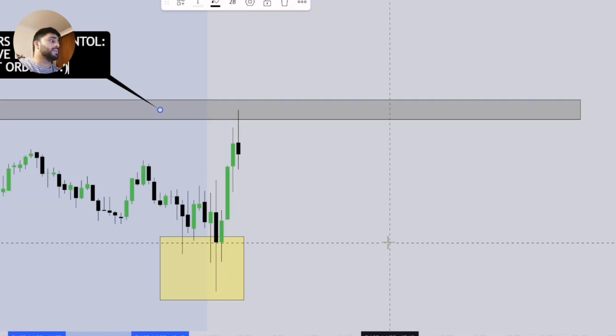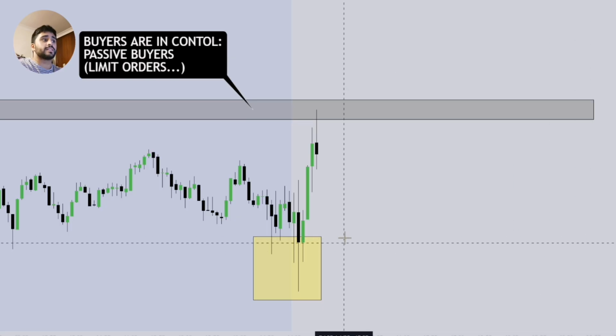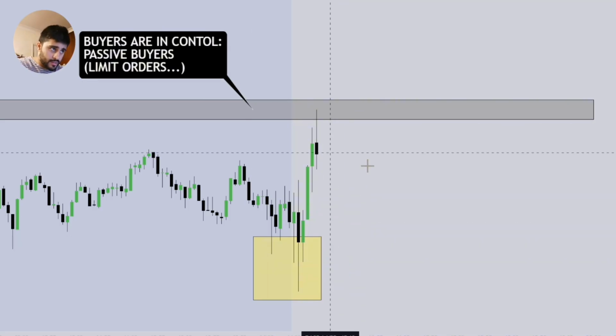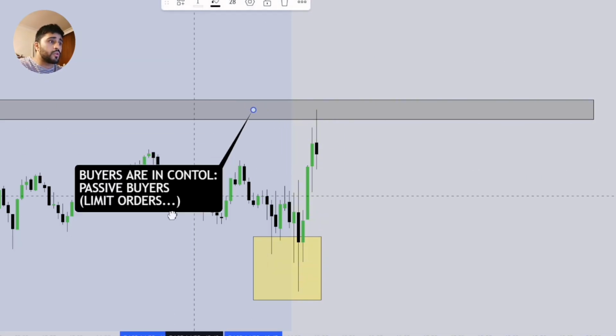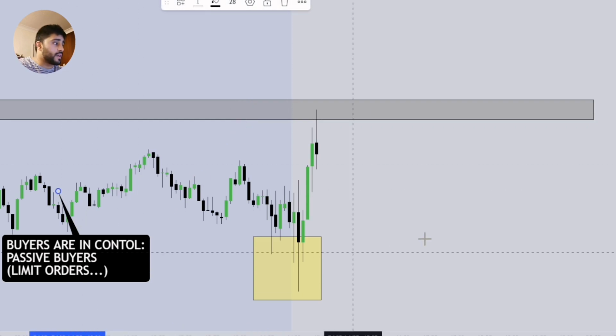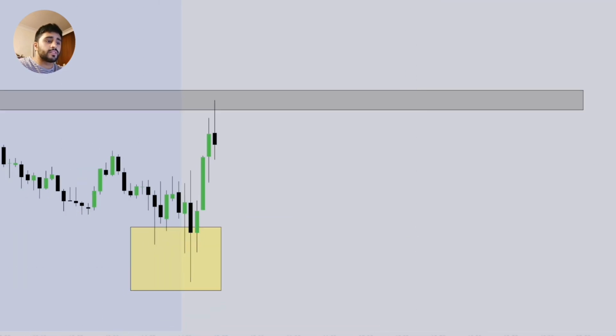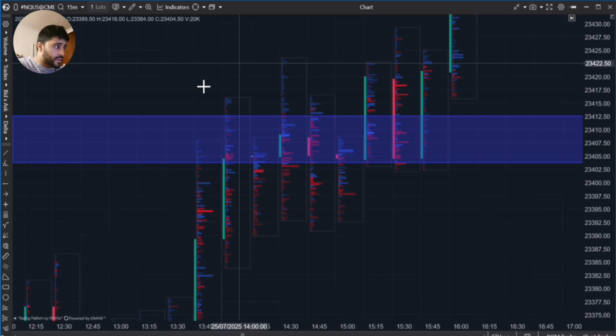There are buy limit orders resting in and around this key level. The question now becomes, how do I know there are buy limit orders resting in this point of interest? The only way you will know that is by understanding this chart over here. So here's NQ, on the 15-minute chart. What we're going to do is drop down to the 5-minute chart.